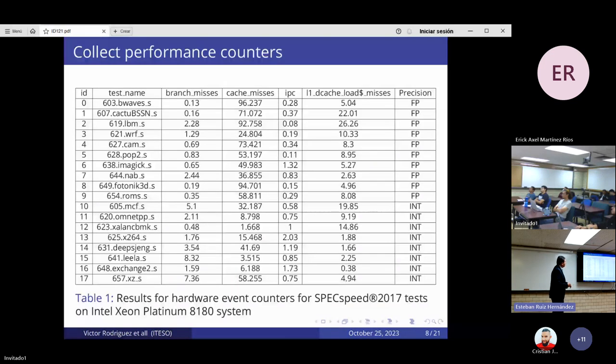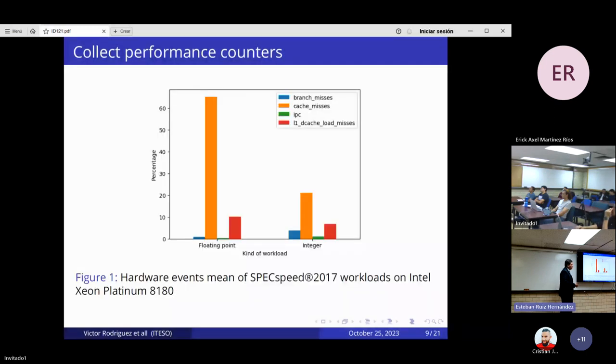So this is the result: the test name, its ID, branch misses, cache misses, instructions per cycle, L1D cache load misses, and the precision, which tells whether the workload is an integer or a floating point workload. When we gathered all of them, the hardware used was a server, a Xeon Platinum 8180 with 62 gigabytes of RAM. It was a full server, 62 cores.